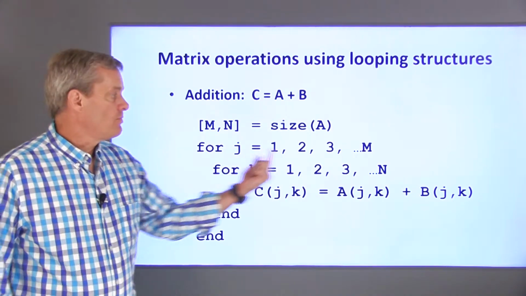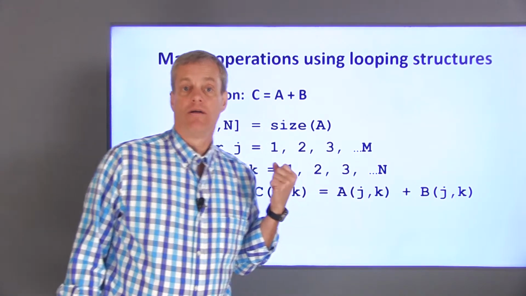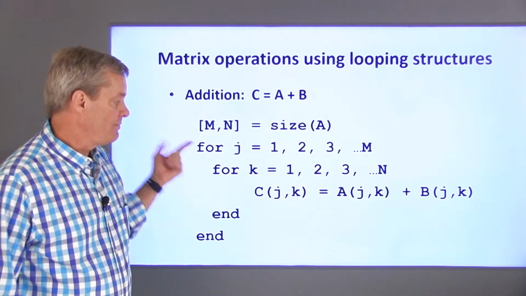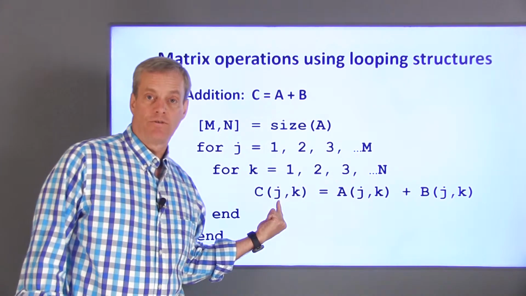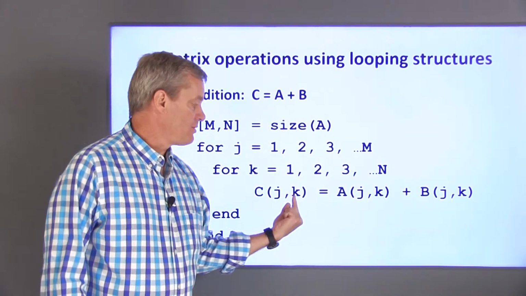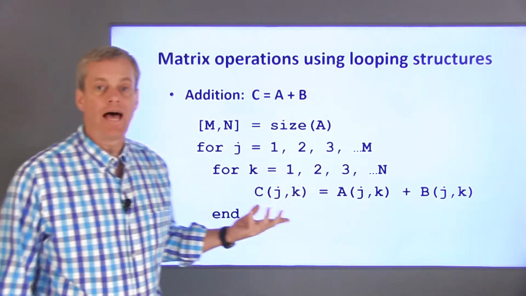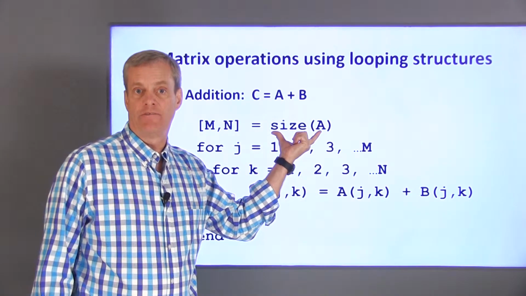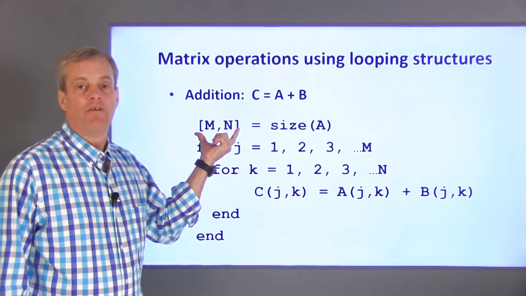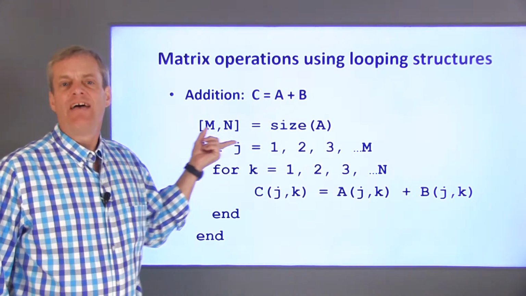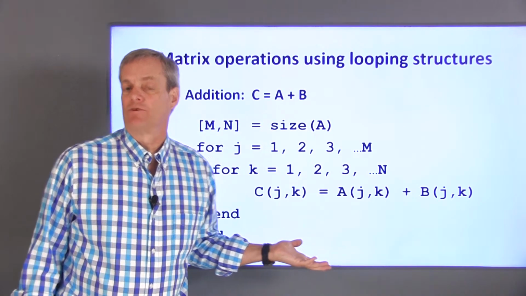Finally, we need to determine what M and N are. M is the number of rows in the matrices, J corresponds to the rows, and N is the number of columns, so we can use the size command to determine the size of the matrix and return the number of elements in those dimensions. I've used the A matrix to decide the number of rows and columns.